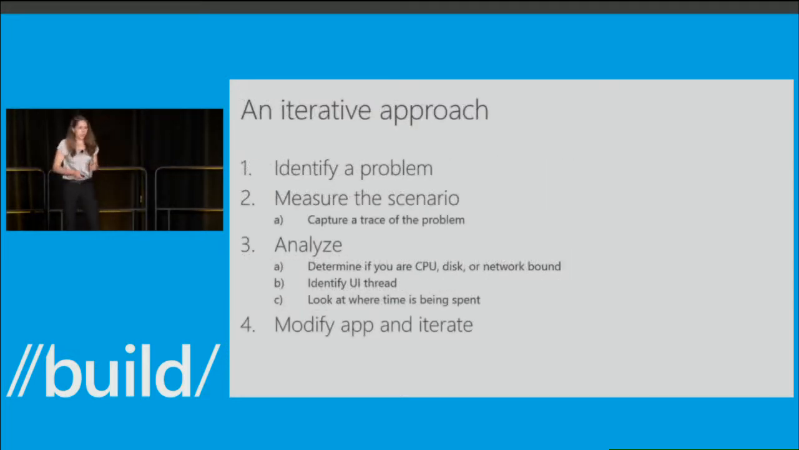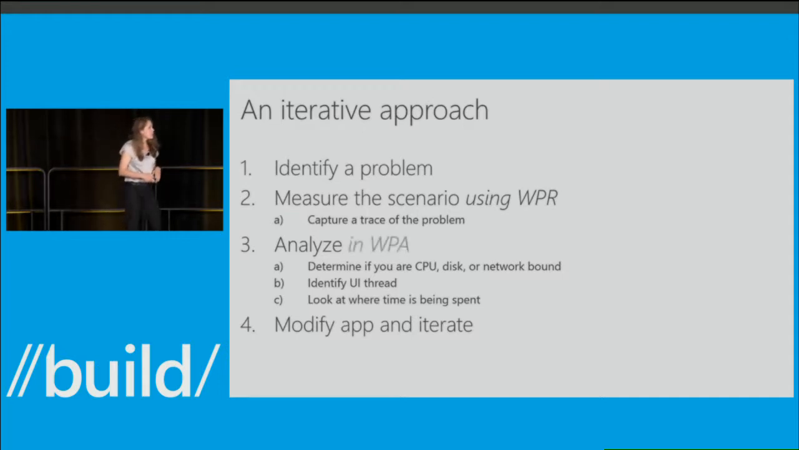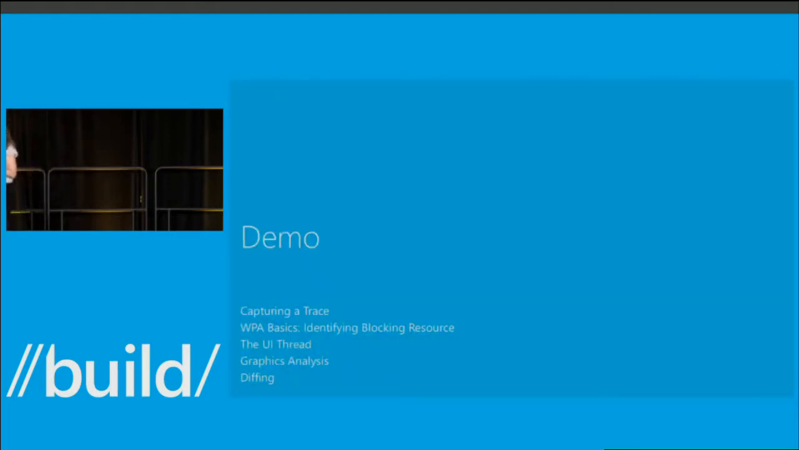My colleague Lilithra discussed last hour an iterative approach to performance analysis. Once you identify that problem, you're going to measure the scenario using WPR. That's where WPR fits in. You'll analyze within WPA, and you'll use WPA to determine what resource you're bound by, identify the UI thread, and understand how you're spending time. What is happening in your application that is causing the performance to be less than optimal? And then you'll modify your app and improve. Keep iterating. With that, we're going to go look at demos.